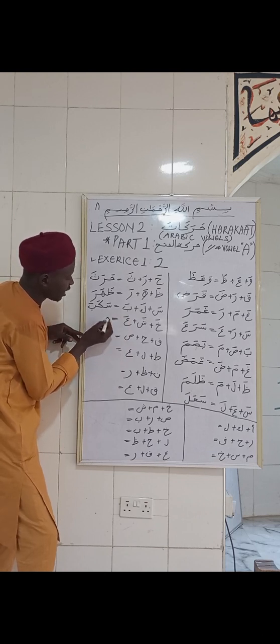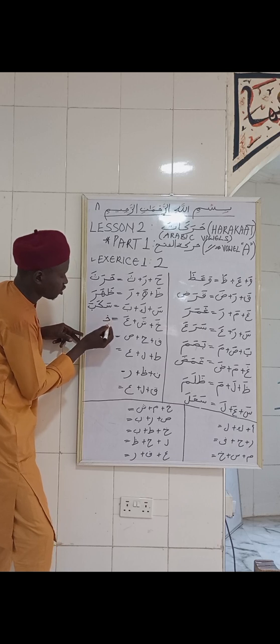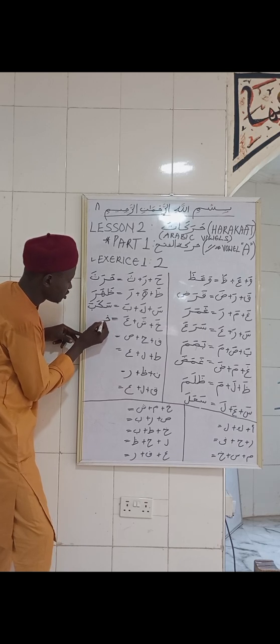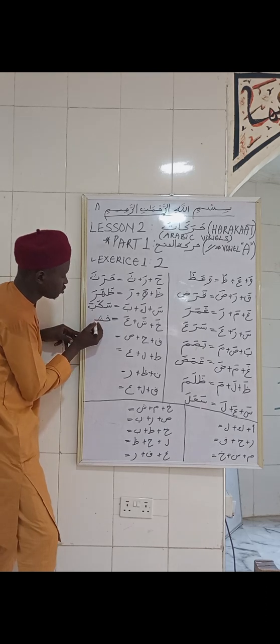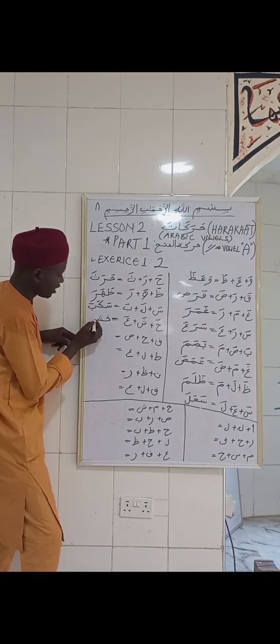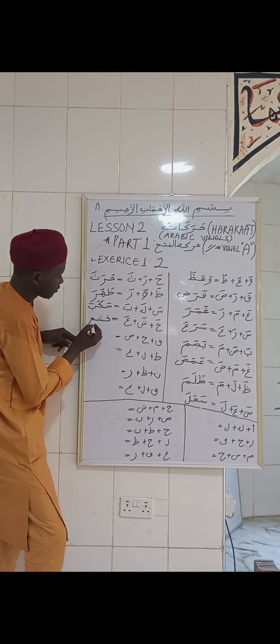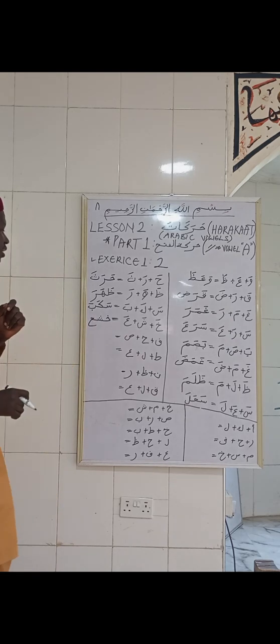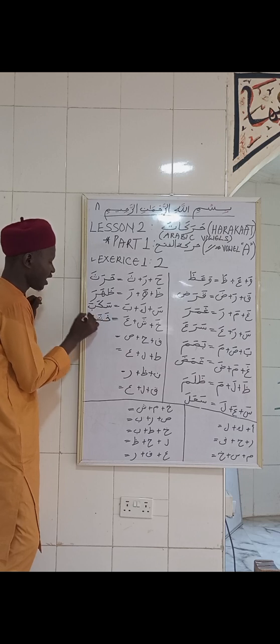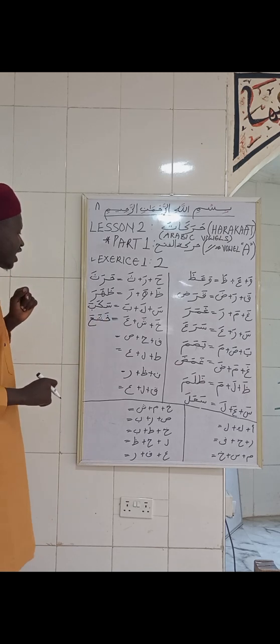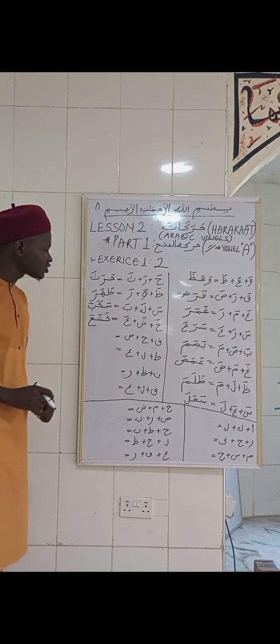Instead of going down, you put a dot at the top. Kho. Shin also will be ready to join with the next one, which is ayin. This is how ayin will look at the end. So this is what? Kho-sha-a. Kho-sha-a. So the next one is what?